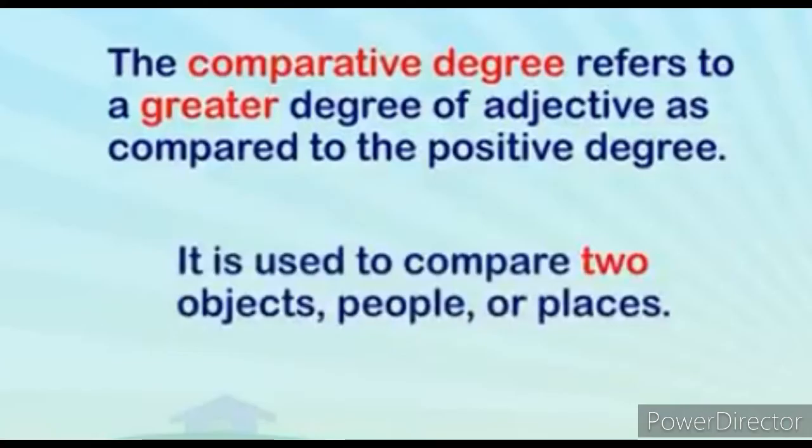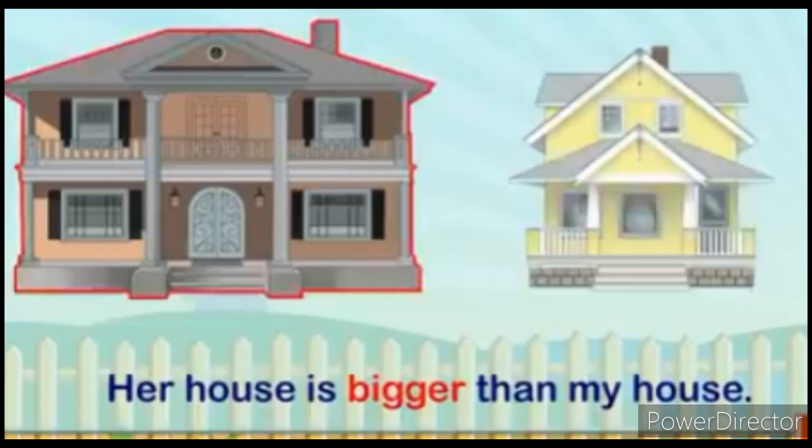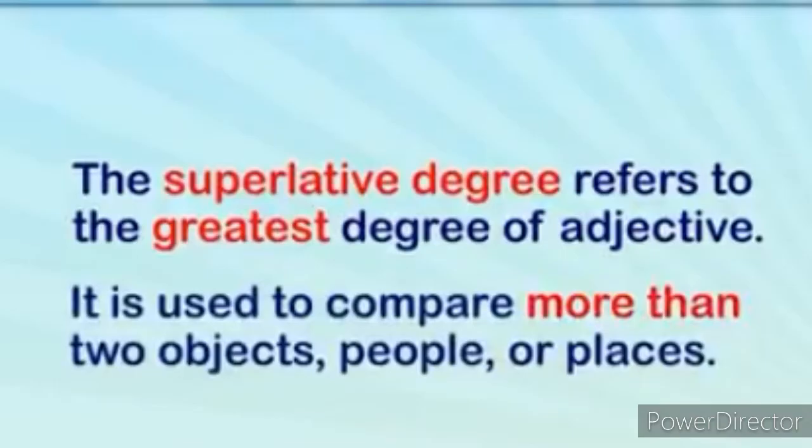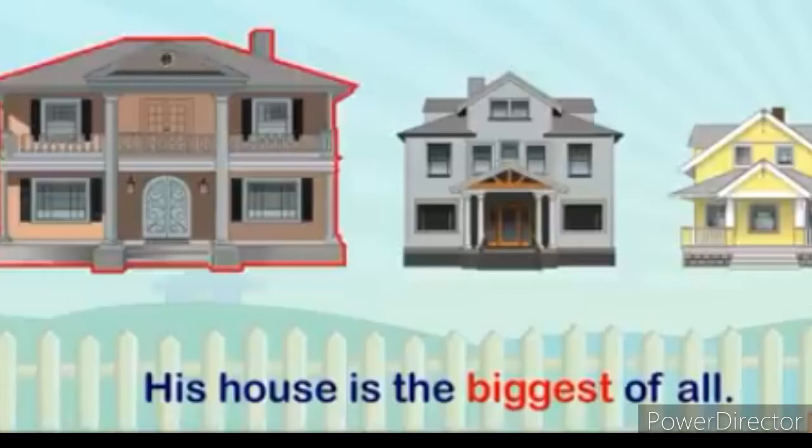The comparative degree refers to a greater degree of adjective as compared to the positive degree. It is used to compare two objects, people, or places. Example, her house is bigger than my house. Here both the houses are compared. The superlative degree refers to the greatest degree of adjective. It is used to compare more than two objects, people, or places. Example, his house is the biggest of all.